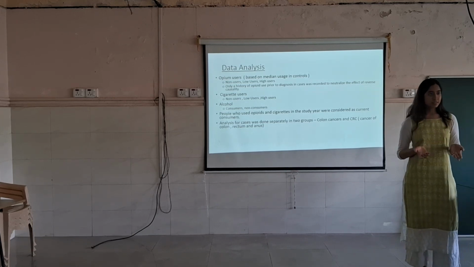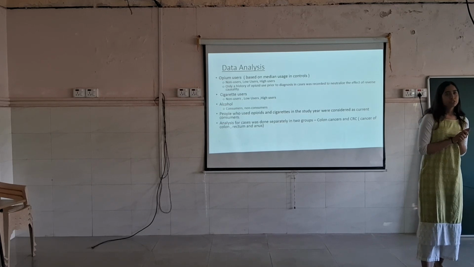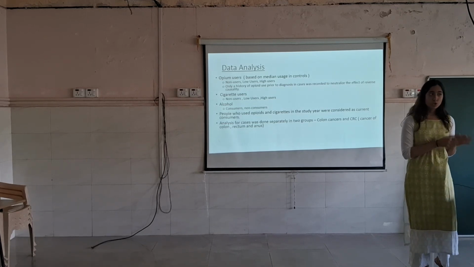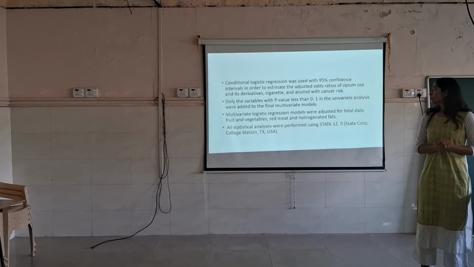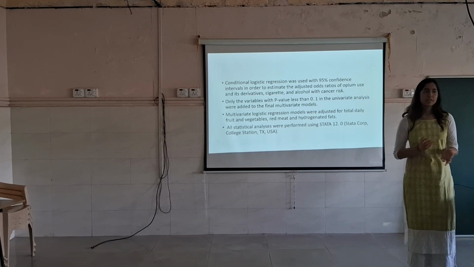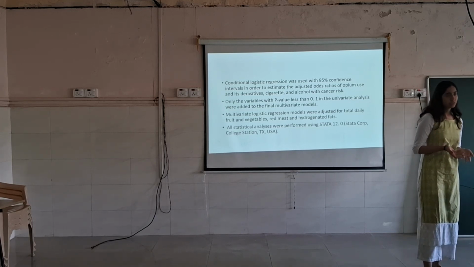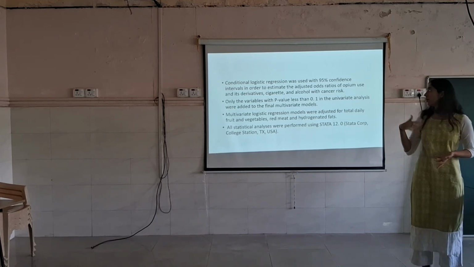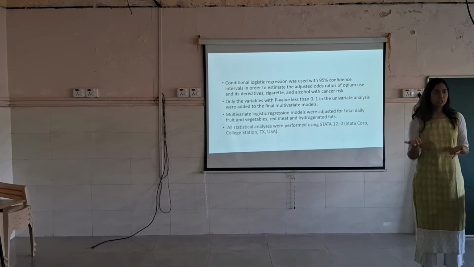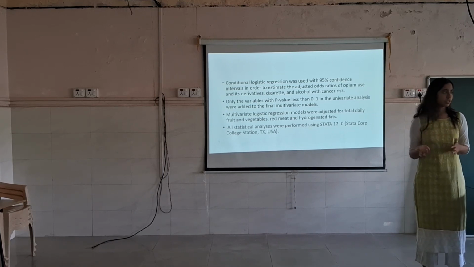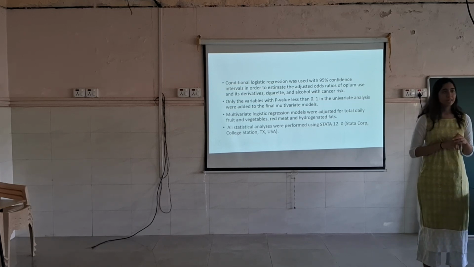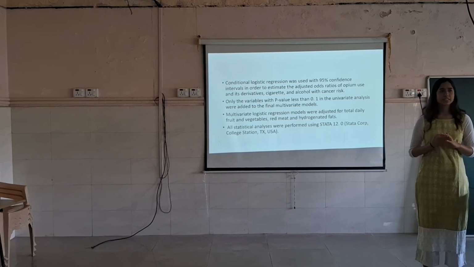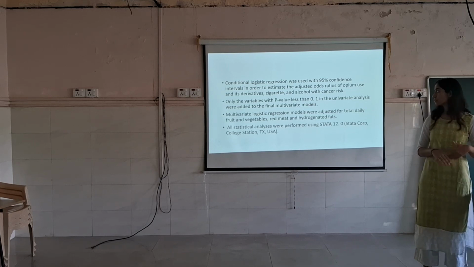Also, the cases were divided into 2 parts: just colon cancers, and CRCs, which is cancer of the colon, rectum and anus. Now for the analysis, conditional logistic regression was used. So we calculated the odds ratio and checked to see if there's an association, the way Anushree said. We'll come to that also later. Secondly, dietary factors were also included and statistical software was used for analysis.